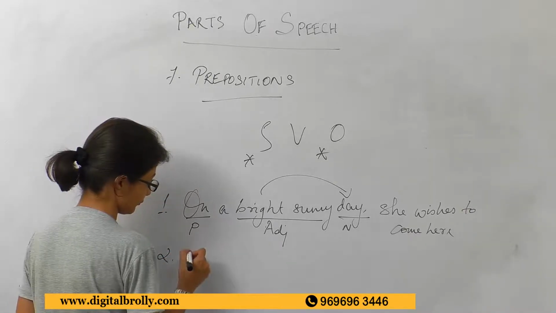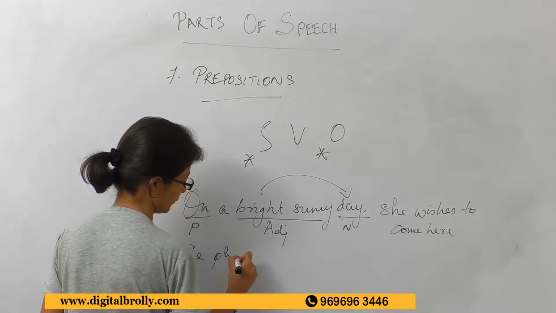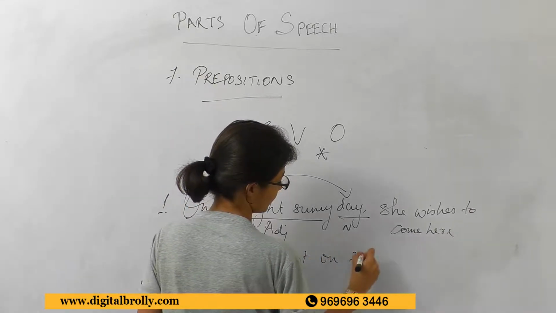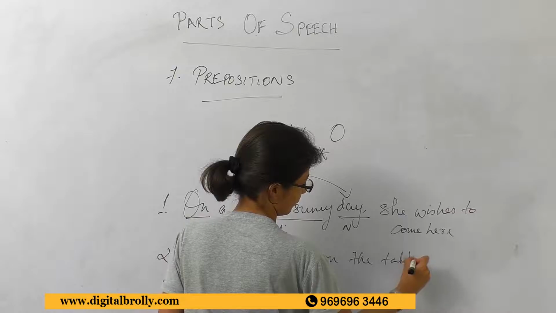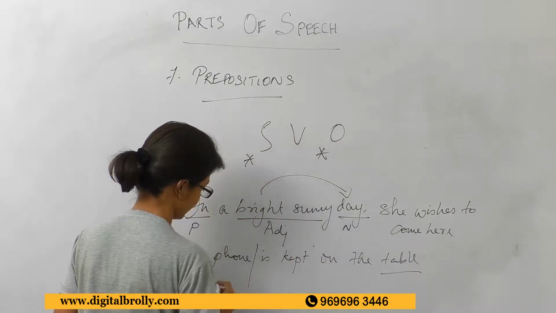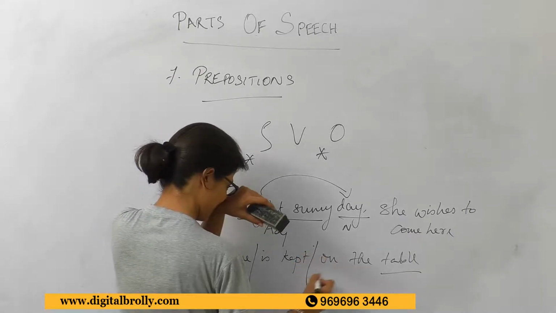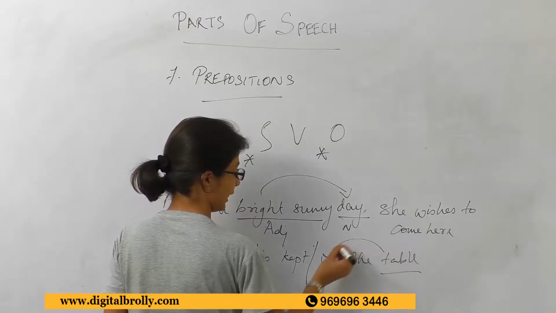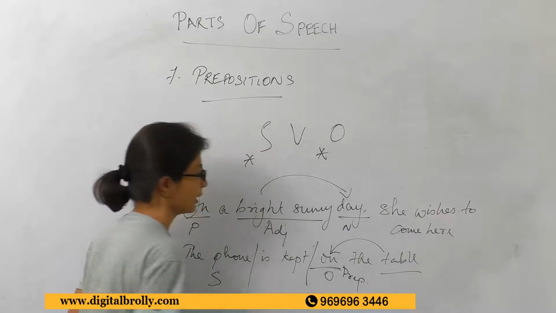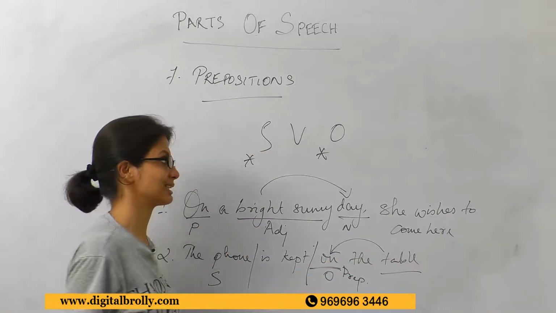Sentence 2. The phone is kept on the table. So here is your noun, and just before it, here is your preposition on. So basically, prepositions appear just before the nouns in a sentence.